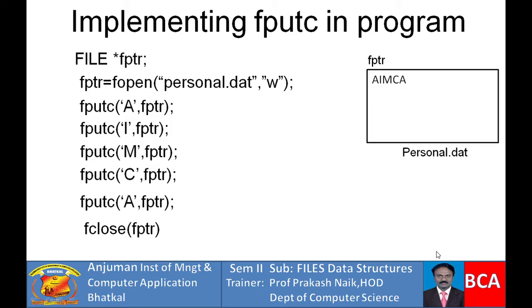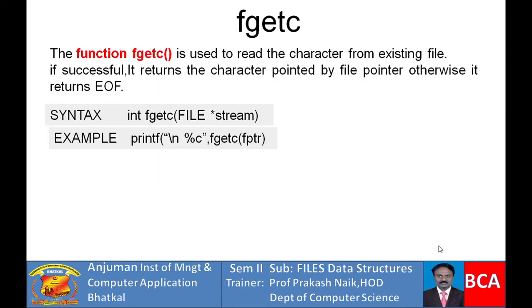Now moving further, we shall come to the next input-output function, that is fgetc. It is used to read a character from an existing file. While reading, it may be successful or it may not be successful. If it is successful, it will return the character to which the file pointer is pointing. If not, it will return end of file.